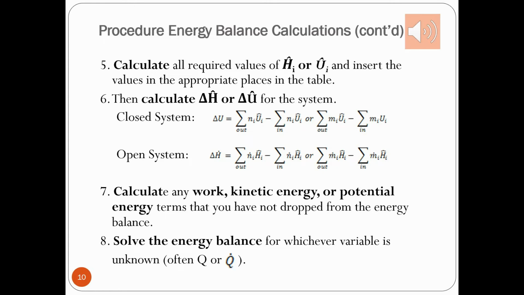And then at step 8, we need to solve the energy balance for the unknown variables. The question is asking you for some variable value. So make sure you know the main equation for the open system and the closed system. Okay, so you need to remember you have all 8 steps to do.